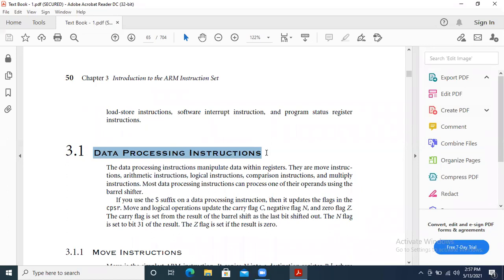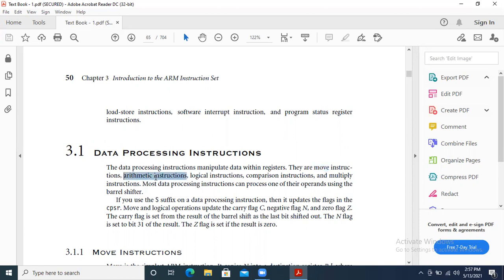Here normally we have around six types of instructions. The first one is called the move instruction. Second is the arithmetic instructions. Third is the logical instructions. Fourth is the comparison. Fifth is the multiply. So these five are the most important instructions we use in our programs here. So move is nothing but copying the data from source to destination. That is called a move instruction. So here we copy the data from one place to another place. So that is called a move instruction.